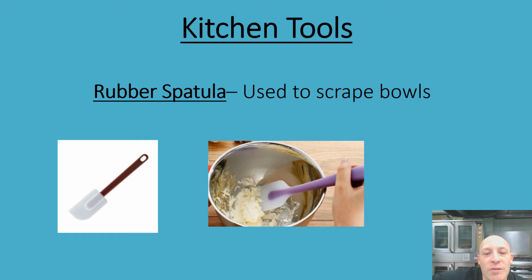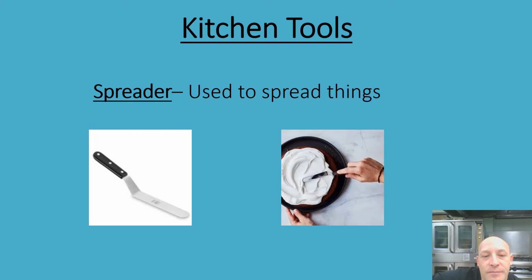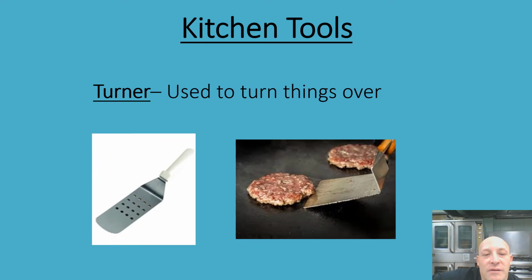This is a rubber spatula. It's used to scrape food from bowls or the sides of things. This is called a spreader. It spreads things like frosting on cakes. This is called a turner. It turns things over or flips them over like a hamburger or pancakes. Sometimes this is also called a spatula.